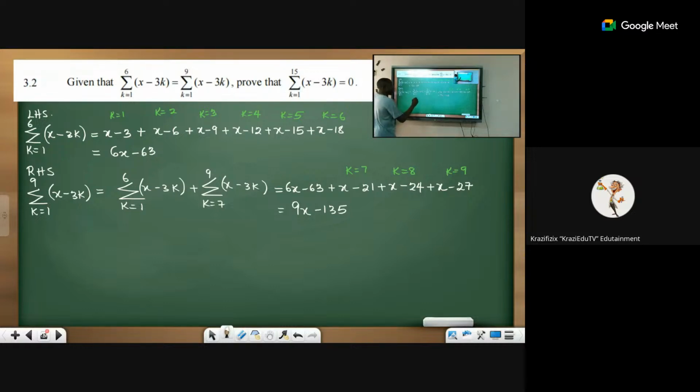So let's see. So 6x minus 63, I think from here, we can actually get the value of x, don't you see? Let's simplify. What do we have? 6x minus 9x equals 63 minus 135. Please get me the value of x. Let's get the value of x.